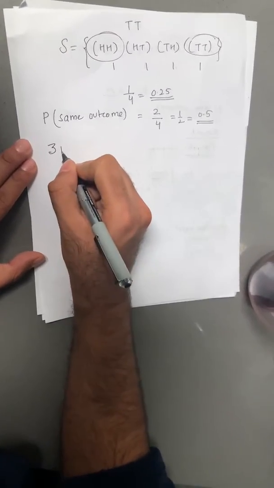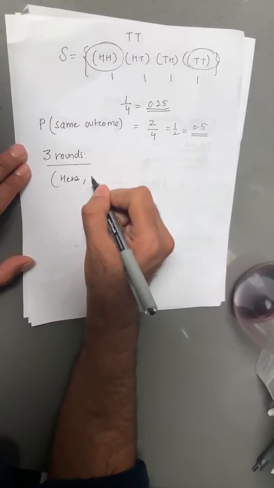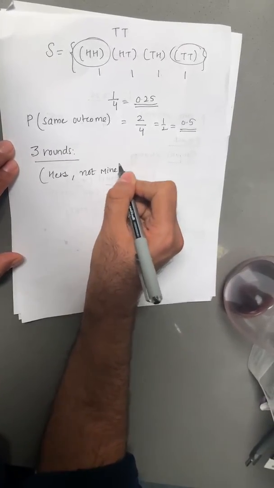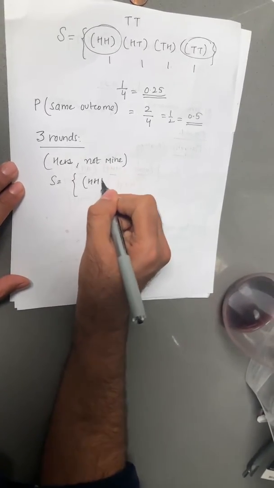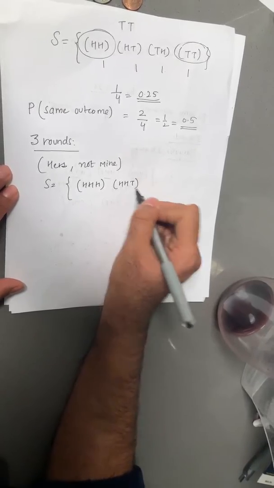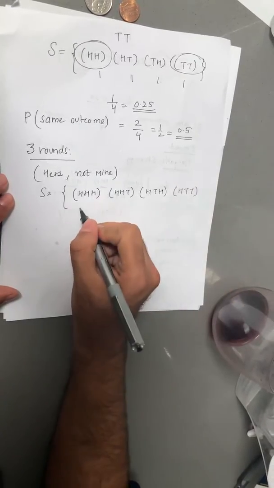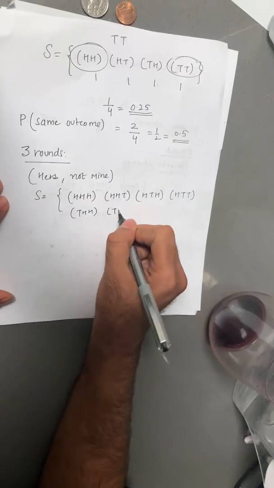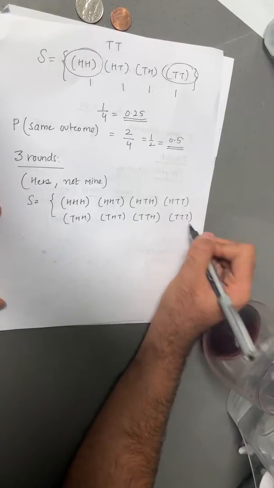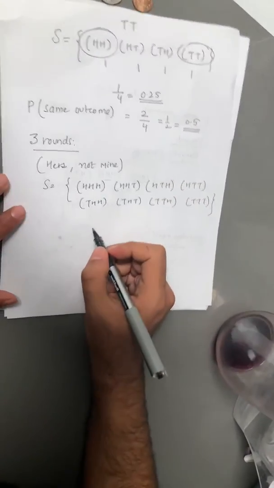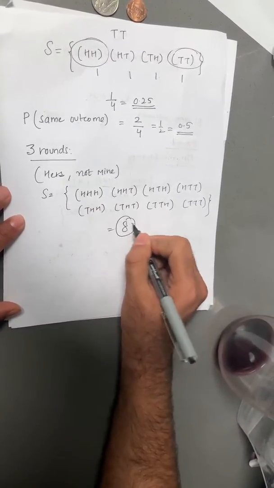So if we played 3 rounds, my strategy set, not including his, is heads, heads, heads; heads, heads, tails; heads, tails, heads; heads, tails, tails; tails, heads, heads; tails, heads, tails; tails, tails, tails; and tails, tails, heads. As you can see, there are 8 potential outcomes in this strategy space.